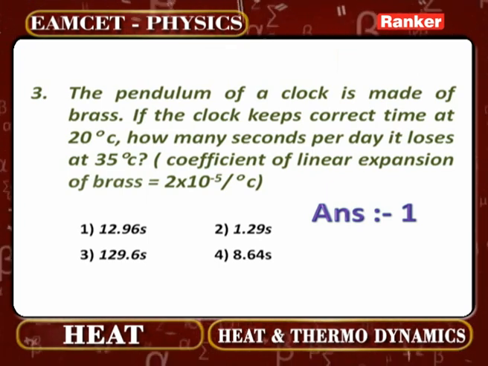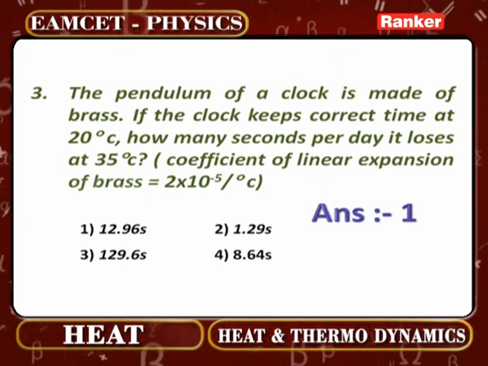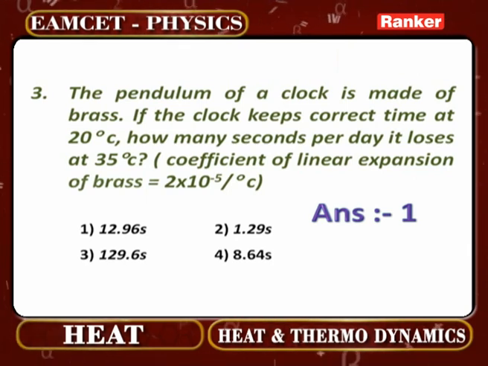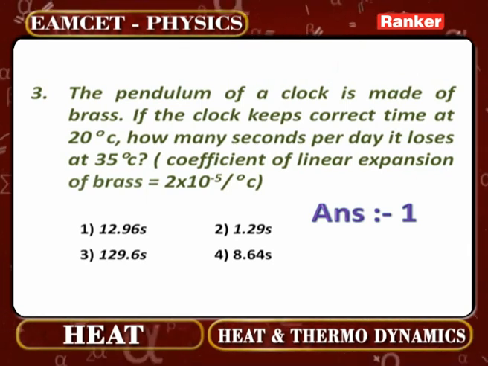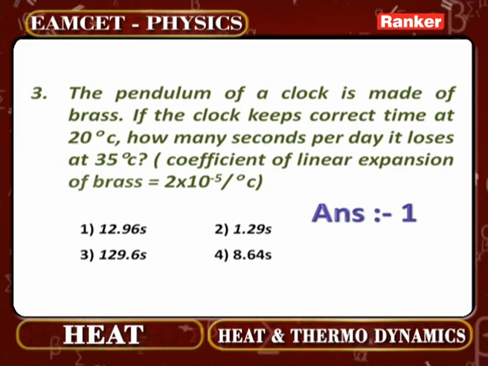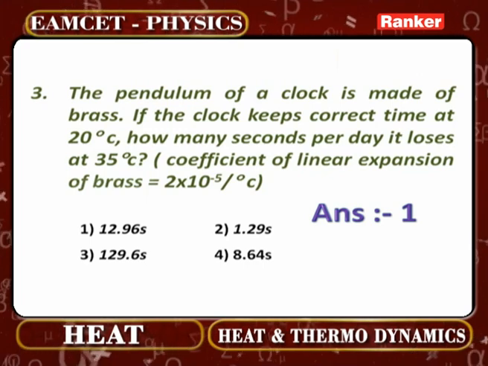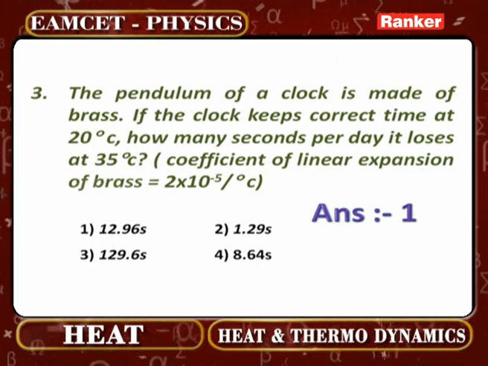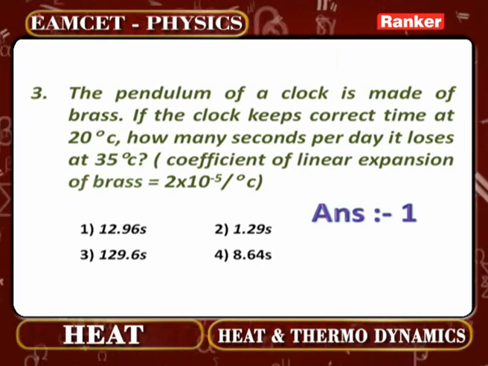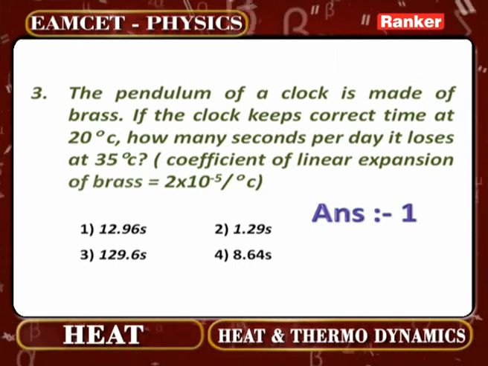If the clock keeps correct time at 20 degrees centigrade, how many seconds per day does it lose at 35 degrees centigrade? Observe that wording carefully. How many seconds per day? In 1 day's time, what is going to be the variation of time shown by that pendulum clock? That is the question.